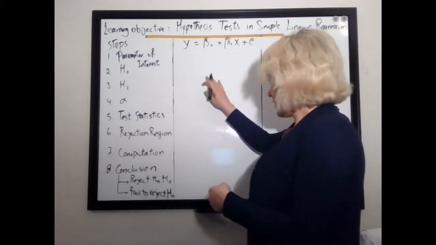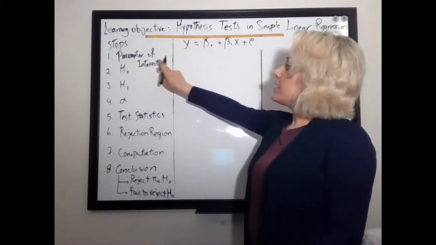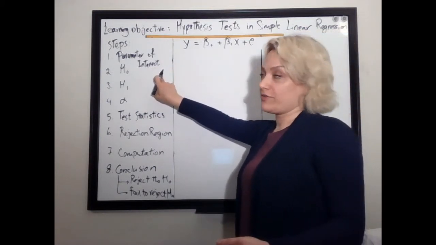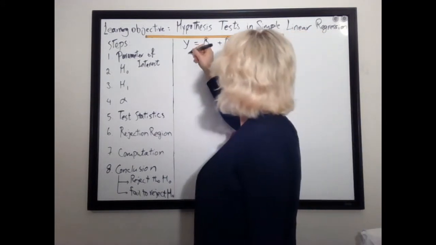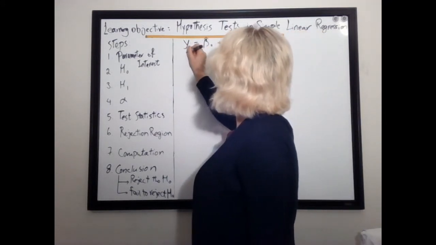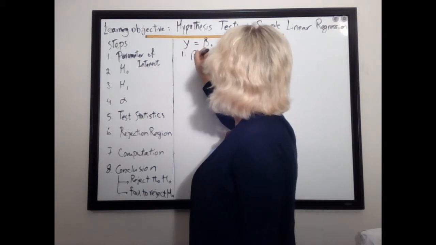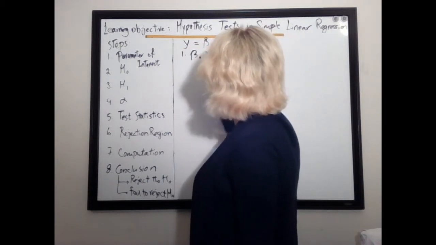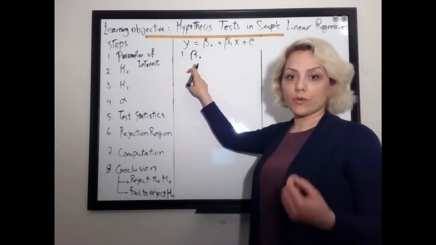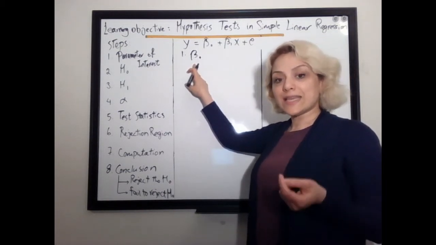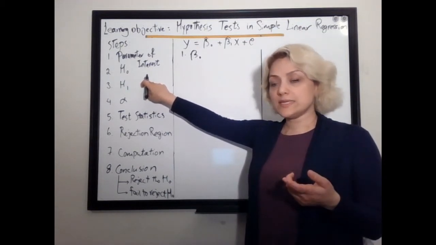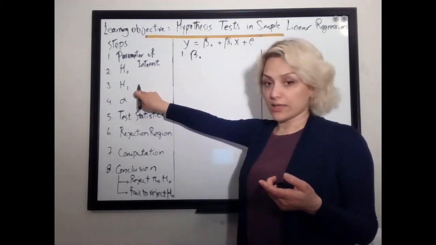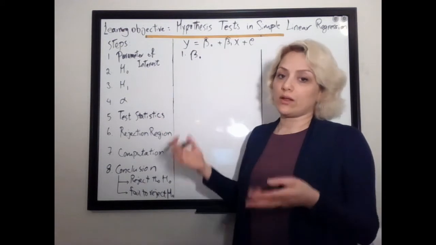With the hypothesis test, the first step was: what's the parameter of interest? Here, let's work on beta null, right? So step number 1, the parameter of interest for me here, is beta null. The second step is that we want to write down the null and alternative hypothesis.